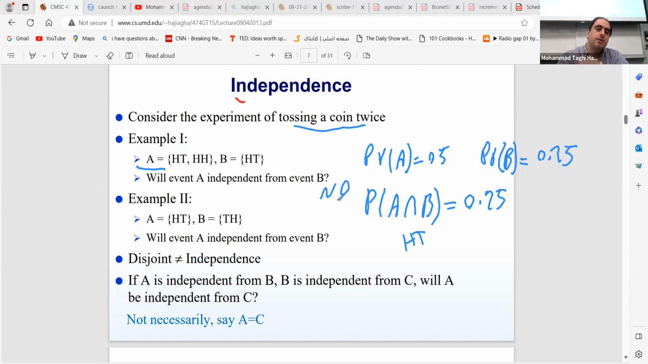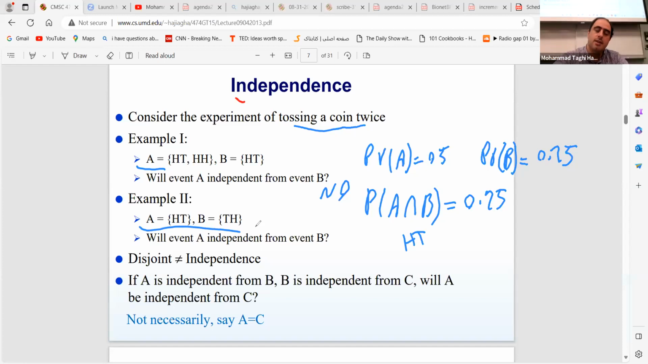Another example: consider A equal to HT and B equal to TH. Will event A be independent from event B? Yes. Okay, no. Let's use the formula. Intuition is exactly the point I want to make. You gave the best answer for why you should not use intuition alone, you should use the formula. That's the final answer. So what is the probability?